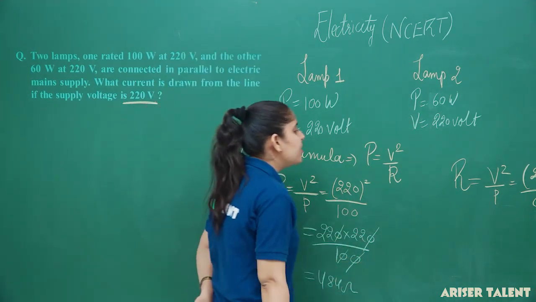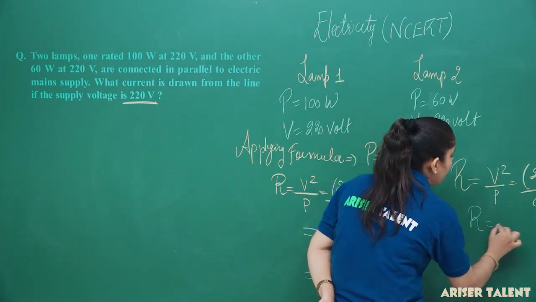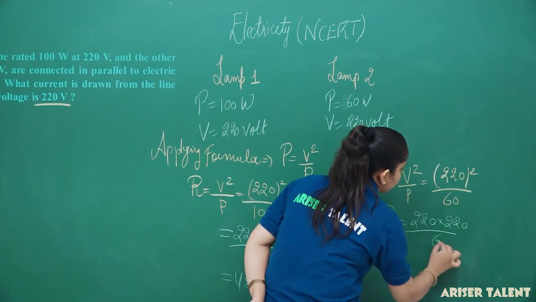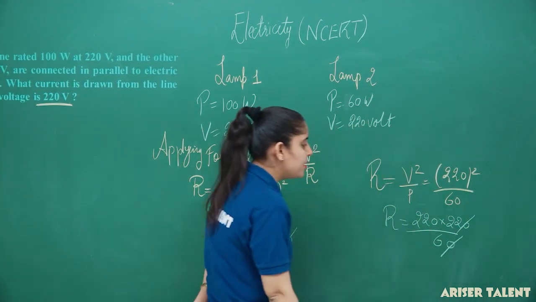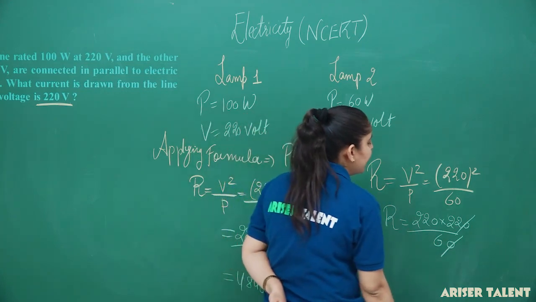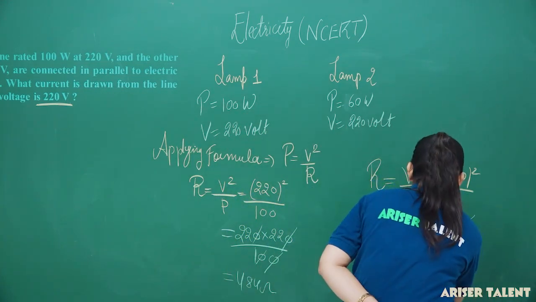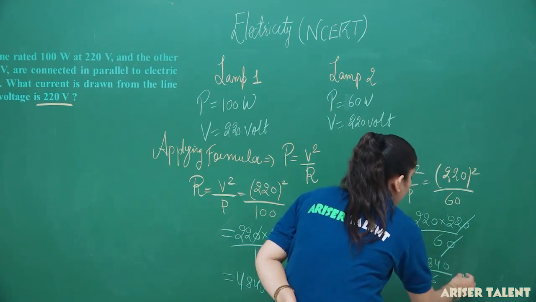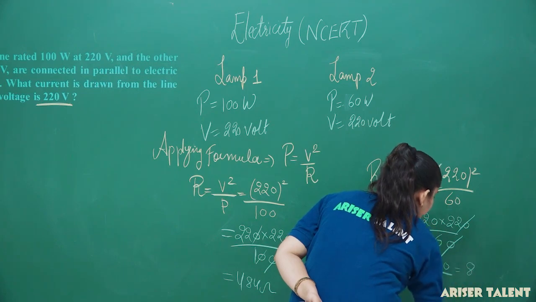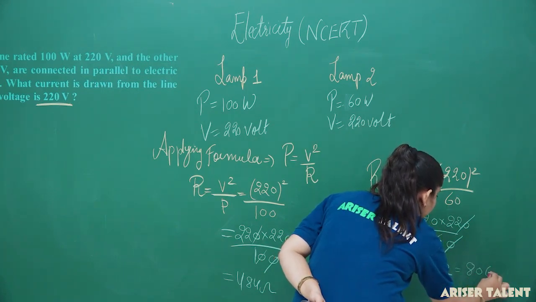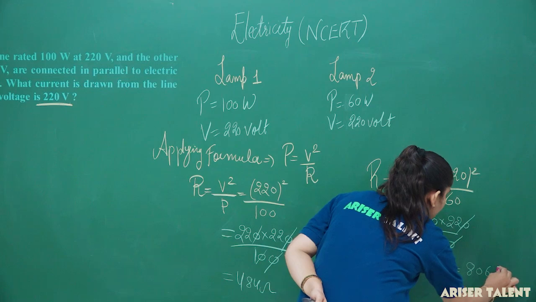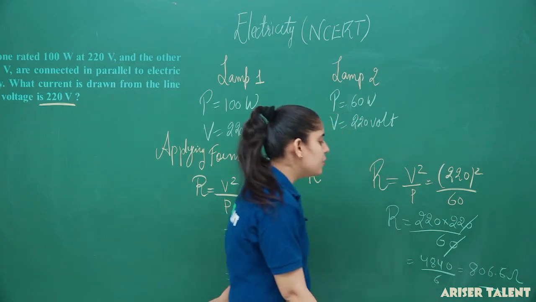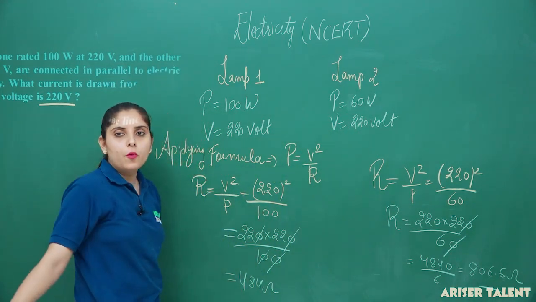Now, let us check in the second case. The R came out to be 220 into 220 upon 60. 10 will be cancelled by 10, and what I am getting here is 220 into 22. So, it came out to be 4840 upon 6. On solving this, 6 8 are 48, 0, 6 6 are 36, 40, 6 5, 6 6 are 36 again, approximately equal to 806.6 ohm, and here we are getting 484 ohm.